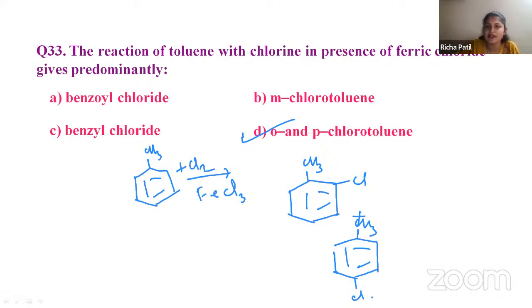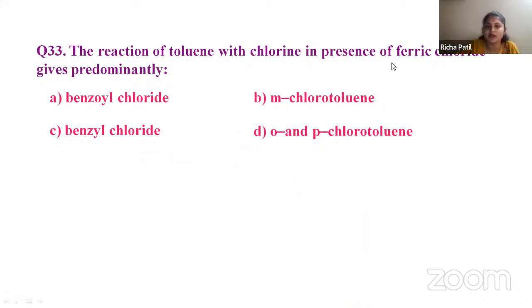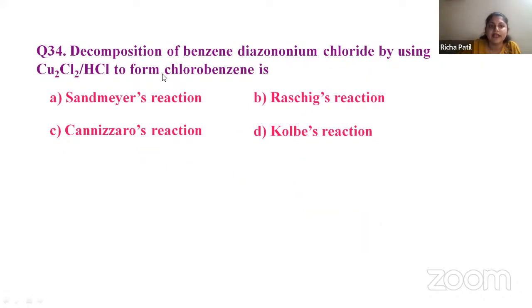Yes, most of you have answered correctly. So we'll go for the next one. Decomposition of benzene diazonium chloride by using Cu2Cl2, HCl to form chlorobenzene is what? What is the name of the reaction if you take Cu2Cl2 plus HCl? A, yes, Sandmeyer's reaction. Yes, correct. Good. Okay, Sandmeyer's reaction.